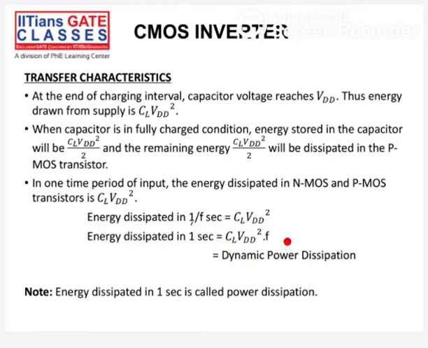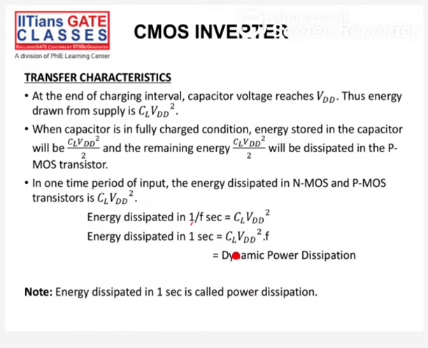This direct expression was asked in one of the ISRO exam papers, where they asked for the expression for dynamic power dissipation in a capacitor. So that expression is CL VDD square into f. In that case, the power dissipated will be directly proportional to the frequency, also in 1 second. So this we should understand. The energy dissipated in 1 second is also called power dissipation. Energy per unit time is called power dissipation.